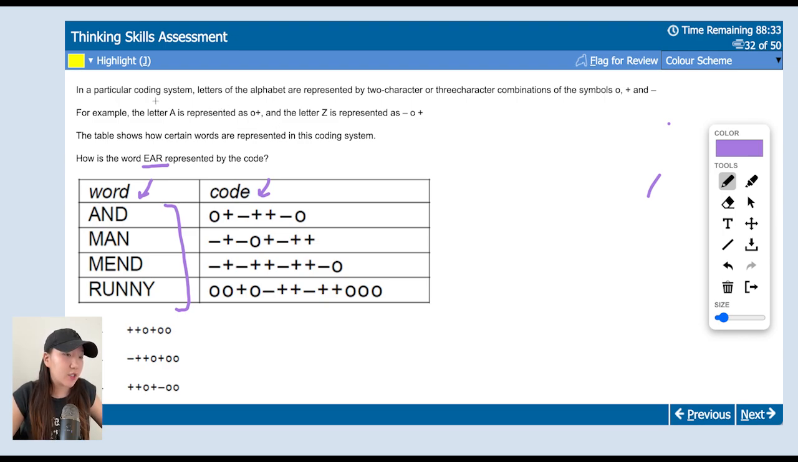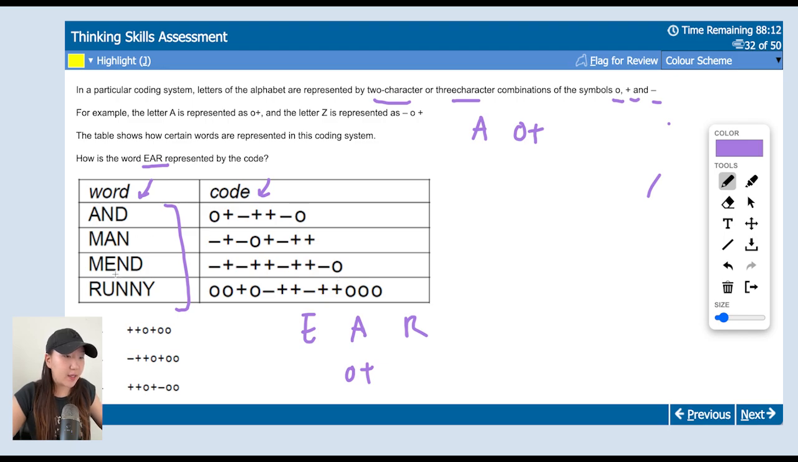So in this particular coding system, letters of the alphabet are represented by 2-character or 3-character combinations of O, plus and minus. For example, the letter A is represented by O plus, and the letter Z, which is useless to us, is minus O and plus. So I won't even bother writing that down. So we already have the A element. So we now need to find E and R.